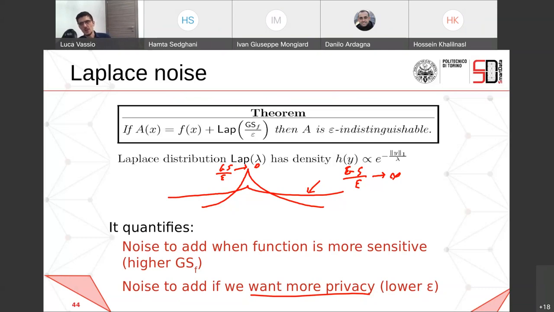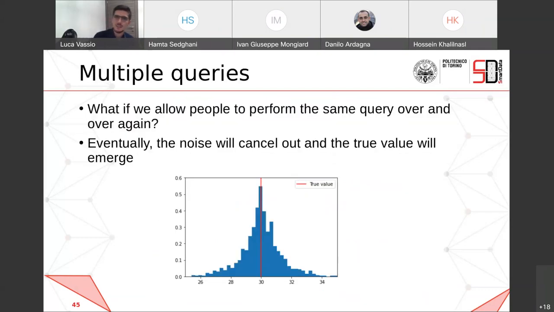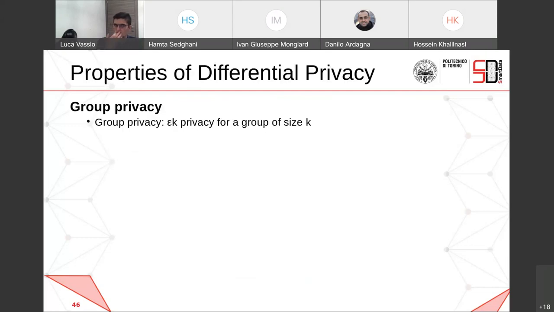We just keep to this because it's very easy. And one can say, well, okay, we can answer by providing some noise, but what if we allow people to perform the same query over and over again? Well, eventually, given that we know also the shape of the noise, we will be able to cancel out the noise, and so we will be able to obtain the true value. And this is when the properties of differential privacy come out.